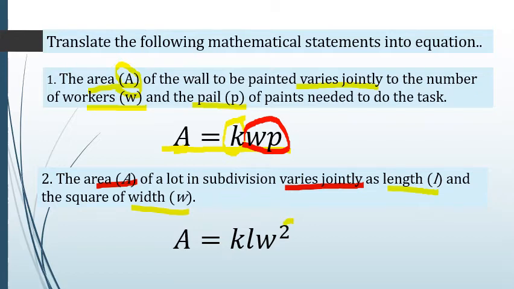Bakit pala naka-squared yung W? Kasi sa statement, ang nakasulat ay the square of width. Ibig sabihin ni squared ang width. So, ulitin ko, ang equation natin ay A equals KLW squared, or A equals K times length or times L times the squared of width, or W squared.